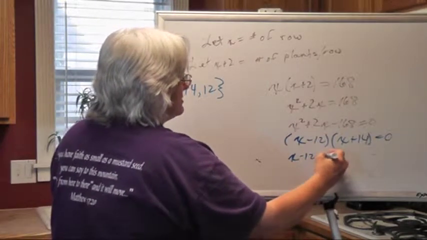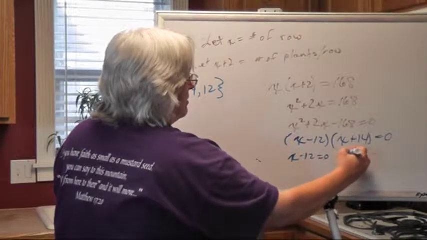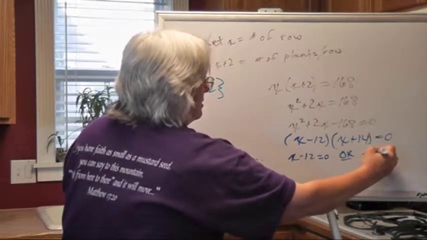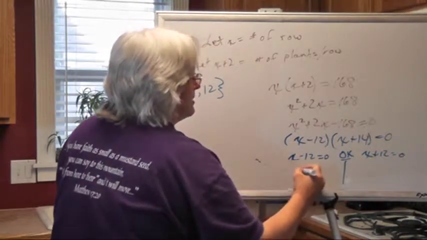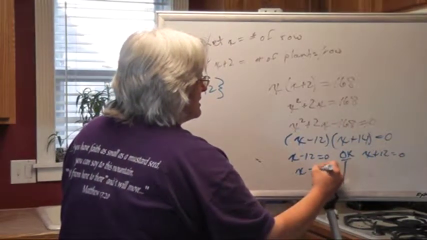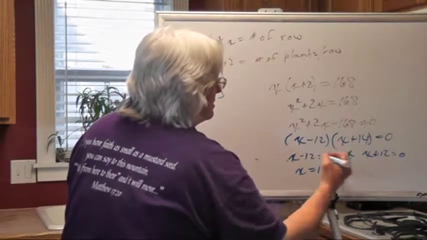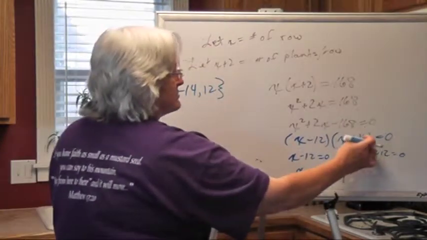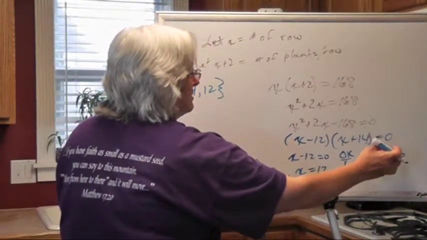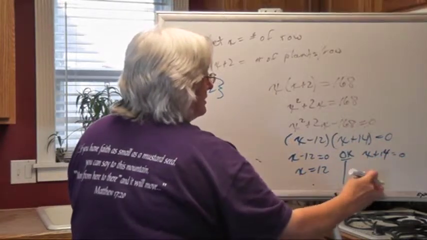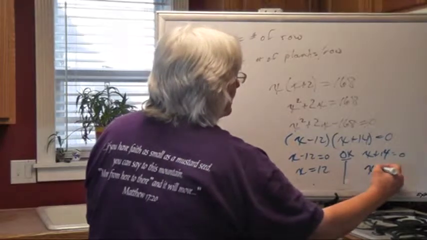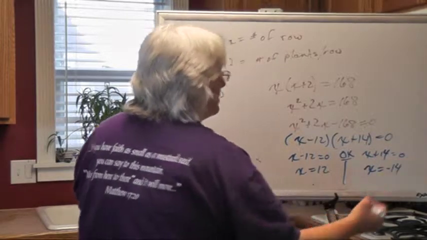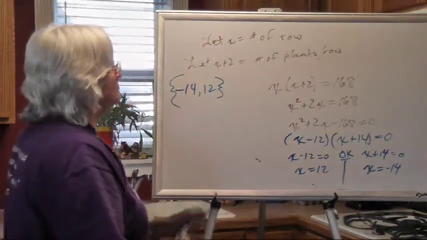X minus 12 is equal to 0, or x plus 14 is equal to 0. I'm going to add 12 to both sides of the equation. I said x plus 12, I mean x plus 14. X plus 14 is equal to 0. I subtract 14 from both sides of the equation.